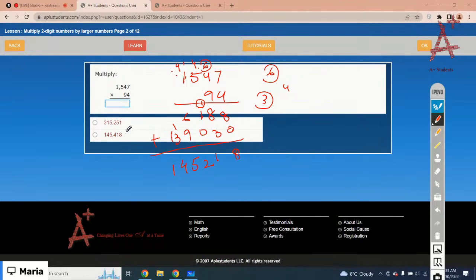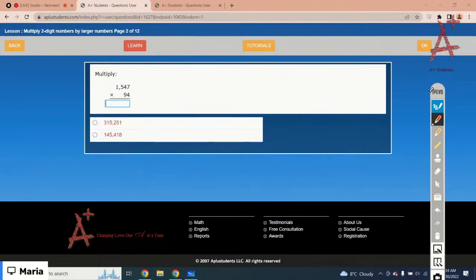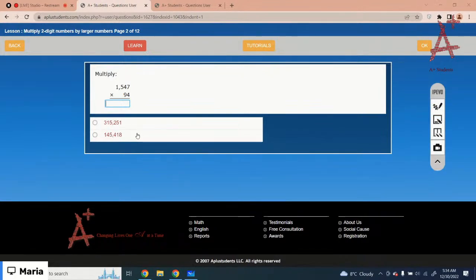And the correct option is this one, 145,418. Got it? I did a mistake again. I think something is wrong with this one. So the correct second option is the correct option. Just select the correct option, then click on the OK button.